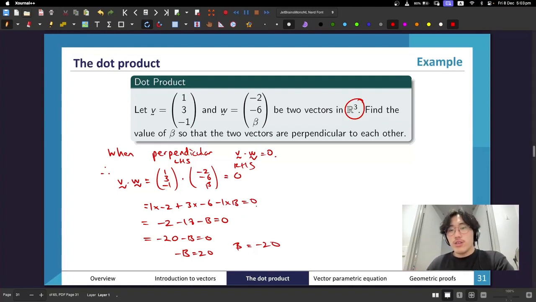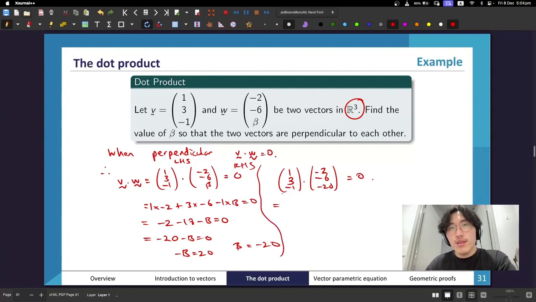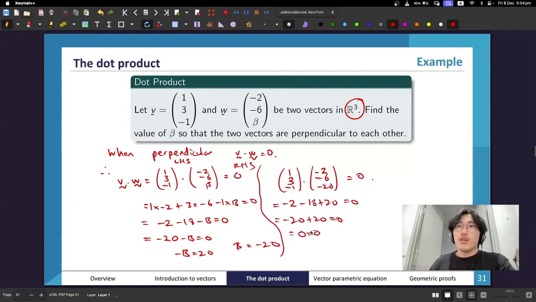Just as a sanity check, let's go back and check if this is correct. So we've got (1, 3, -1) dot (-2, -6, -20). This should equal 0. So that should equal -2 minus 18 plus 20 equals 0. -20 plus 20 equals 0. 0 equals 0. Yippee! Now we've solved it.